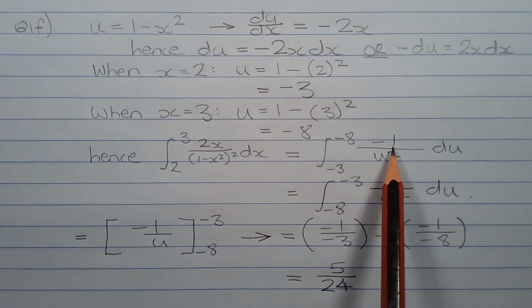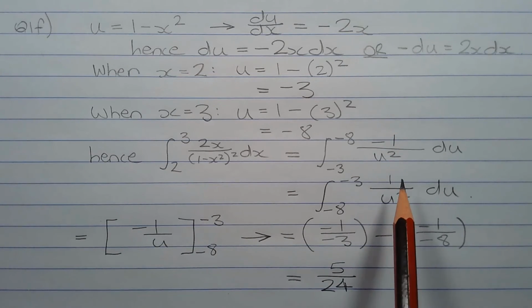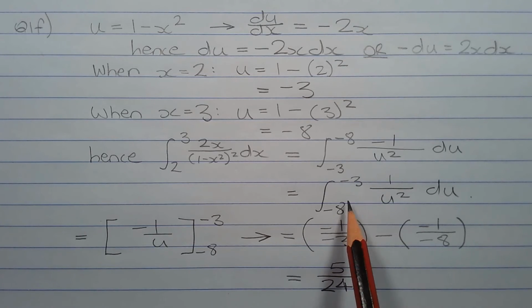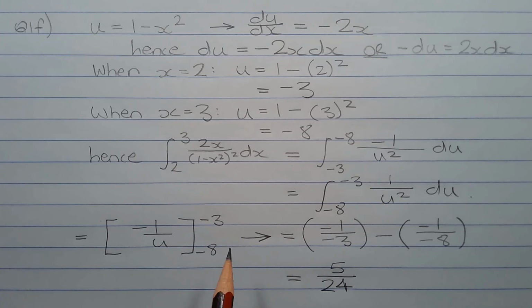Now, rather than having a negative in the numerator, we can replace negative 1 with positive 1, so multiplying the integrand by negative 1, but we need to compensate for that by reversing the limits of integration. So instead of from negative 3 to negative 8, it's now from negative 8 to negative 3. Integrating 1 over u squared, we get negative 1 over u from u equals negative 8 to u equals negative 3. And applying the limits of integration, that equals negative 1 over negative 3 minus negative 1 over negative 8, which equals 5 over 24.